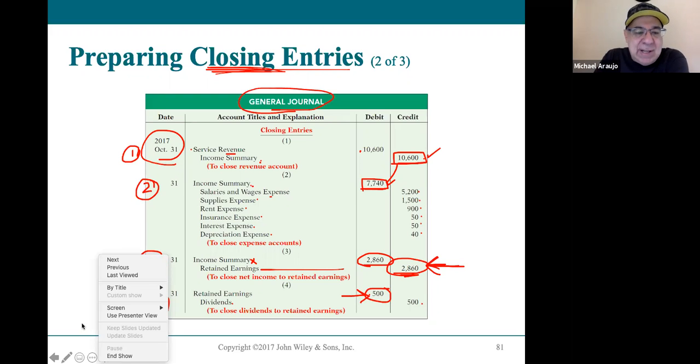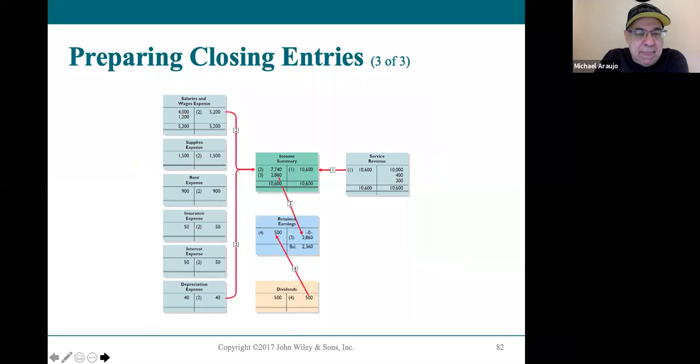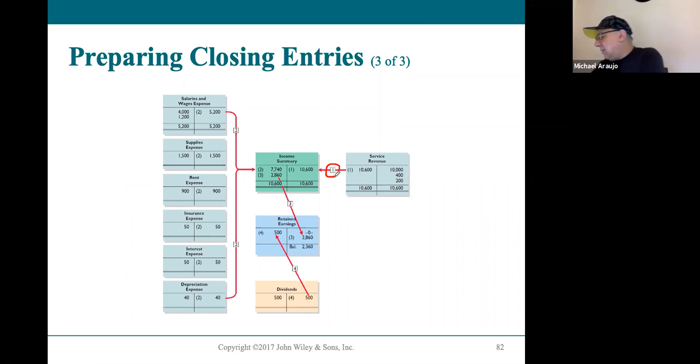So once that is done, this is how it looks graphically. This is what the ledger would look like. Okay. So in the very first process, and this is also in your book on page 176 and 177, as you see, the very first step is we close service revenue. Look how we close service revenue.